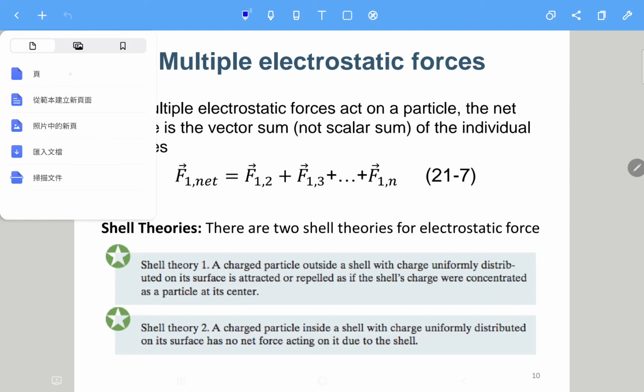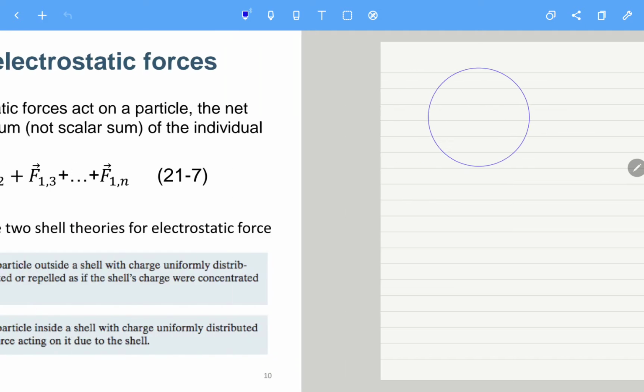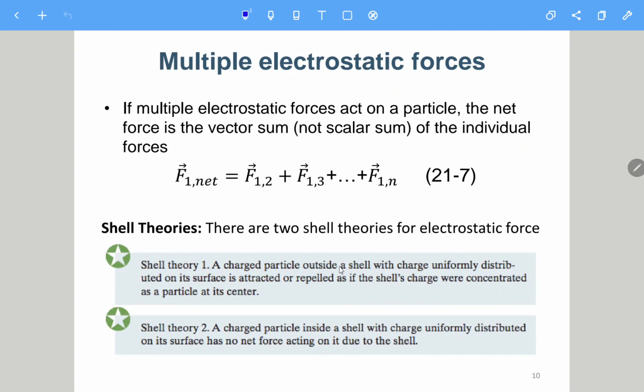So let me tell you what it is talking about. If we have a shell, of course it is a 3D sphere, but I don't know how to draw a 3D one. Maybe I can draw a better one at least. I can draw a perfect circle here like this. So if we have a sphere, and then it says a charged particle outside a shell with a charge uniformly distributed. So this uniformly distributed is a keyword. It's important in this case.